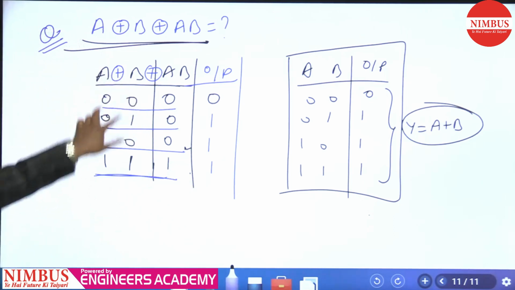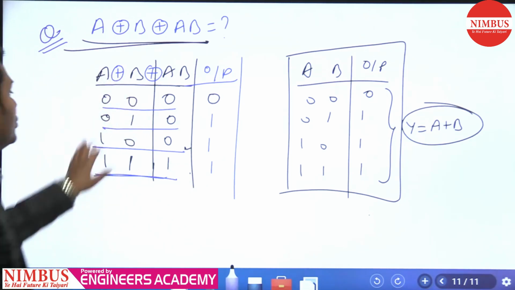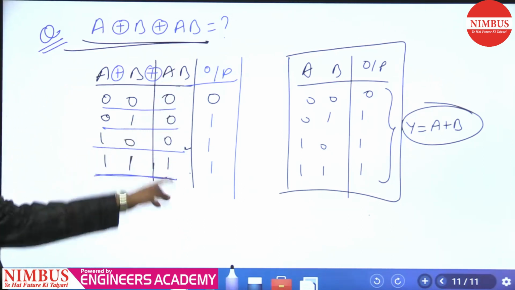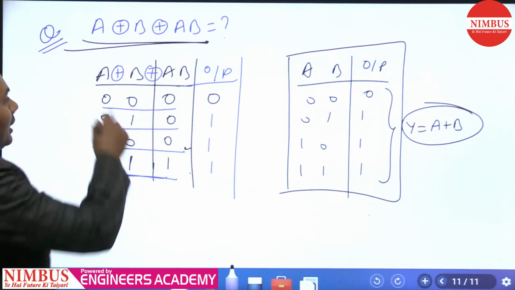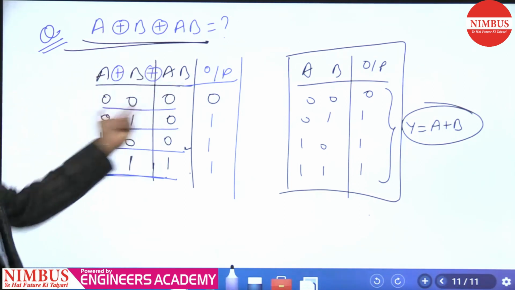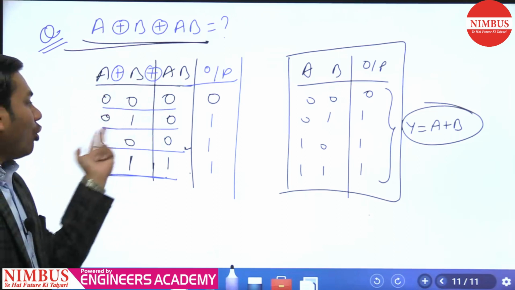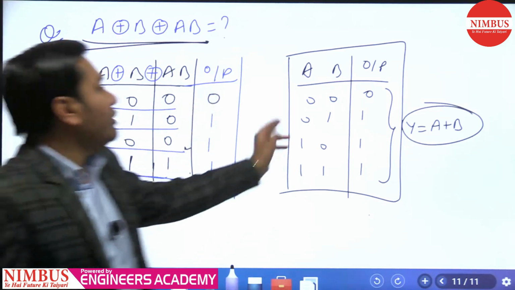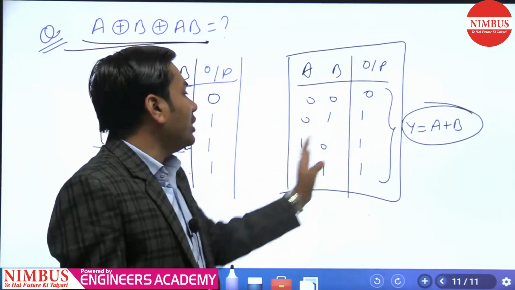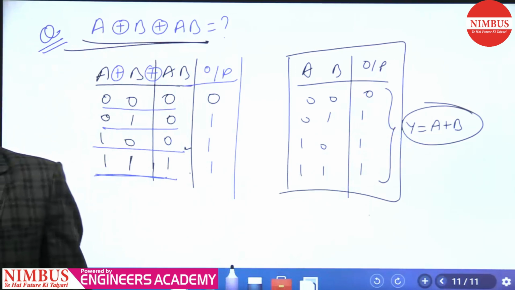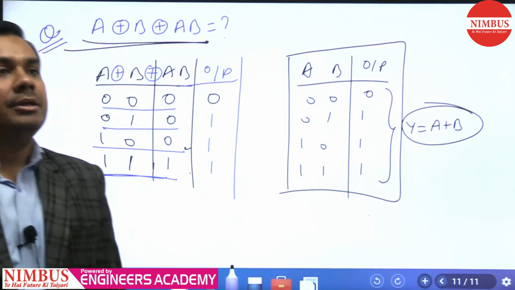Simply, A B having 4 input combinations 0 0, 0 1, 1 0, 1 1. For this one we are having AB, that is 0 0 0 1. So when we are performing the XOR of these three, when we are having an odd number of 1s, the output will be at logic 1. So finally we are getting 0 0 0, 0 1 1, 1 0 1, 1 1 1. That is your OR gate. So the answer is A plus B. Clear?